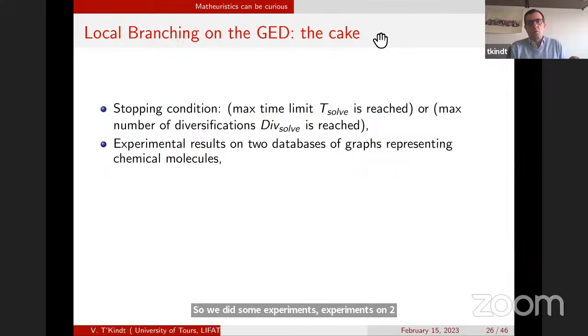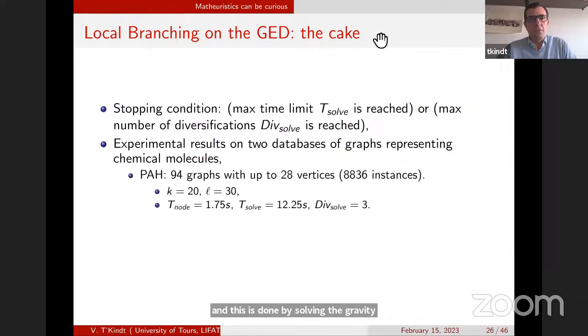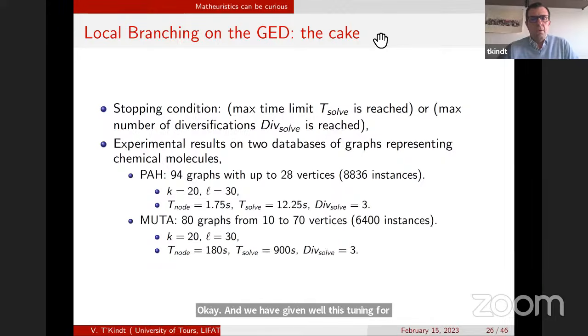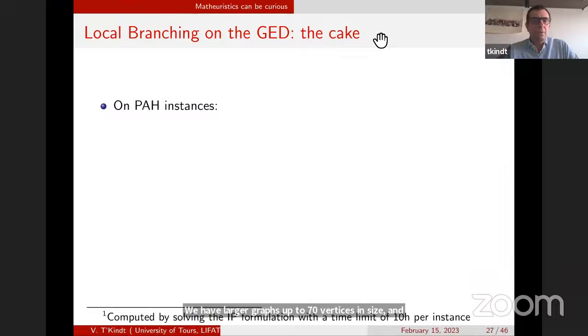So we did some experiments on two databases of graphs which represent chemical molecules. You can represent each of these molecules by a graph, and somehow you want to know which are the molecules which are really similar to each other. And this is done by solving the graph edit distance problem. On the first database, which is quite a small one, you have graphs with up to 28 vertices, and we have this tuning for the Matheuristic. And for the second database, Muta, we have larger graphs, up to 70 vertices in size, and with a different tuning of the Matheuristic. And we ran the experiments.